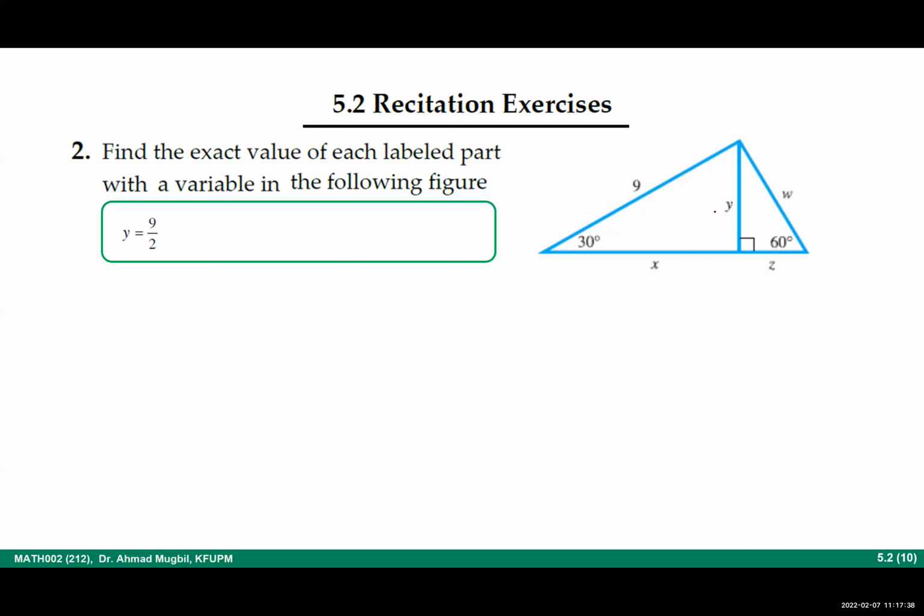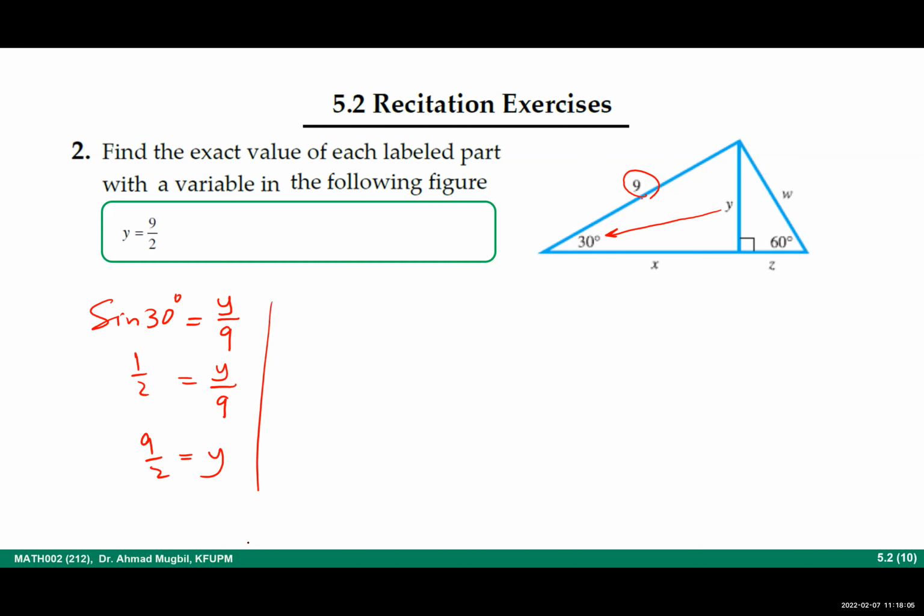What is y for this angle? Y is the opposite. So now when you have y over the hypotenuse, it is known. This will give us the opposite over the hypotenuse, it is sine 30, right? Yes. Sine 30 is a half. So now multiply both sides by 9. This will give you y.